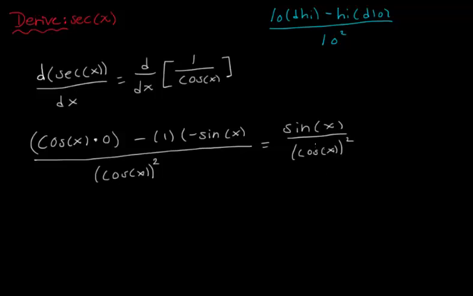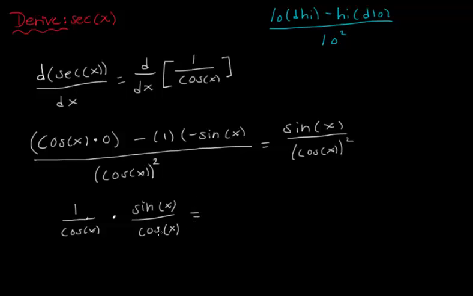Okay, so, well, we can break this down further, can't we? Because isn't this thing right here the same thing as saying 1 over cosine of x times sine of x over cosine of x? Well, yeah, because look, top times top, bottom times bottom, we're going to get sine of x over cosine of x times cosine of x, which is cosine squared of x, and that matches up well with what we got over here.